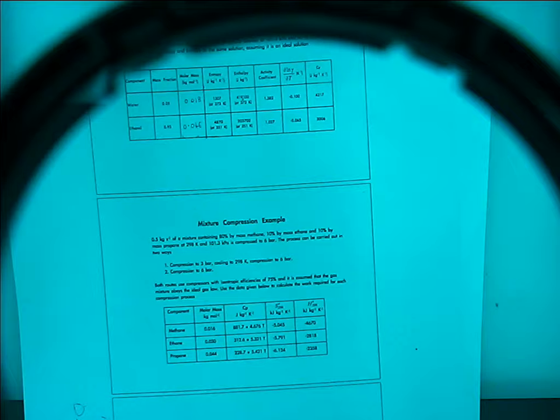Clear? Okay, so basically, I'm not going to go through the solution of this, but you will have to apply the same equations that we saw in the previous part.